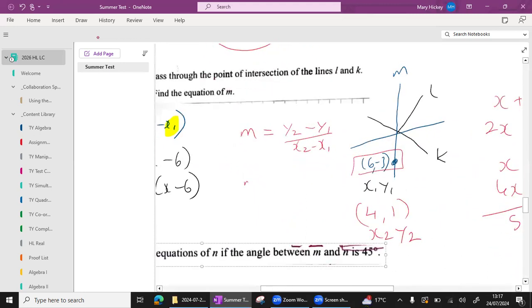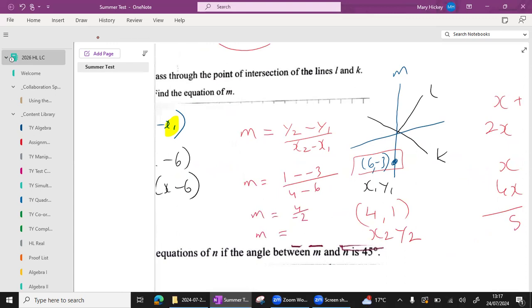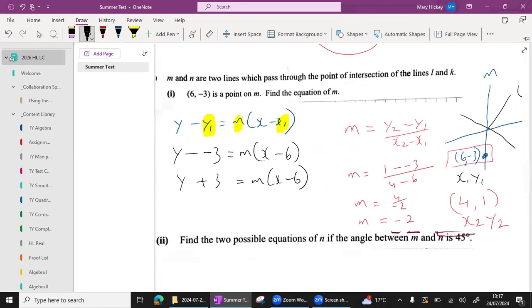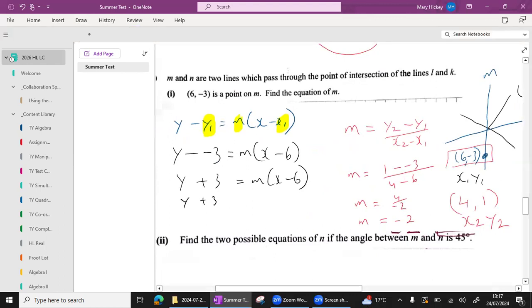So filling this into my slope, I have 1 minus (−3) all over 4 minus 6. So I end up essentially with 4 on top, minus 2 on the bottom. So my slope is minus 2. Now, if my slope is minus 2, well, then I go right back to where I was, and in the place of m, I'm going to pop in minus 2. So I have y plus 3 is equal to minus 2x plus 12.